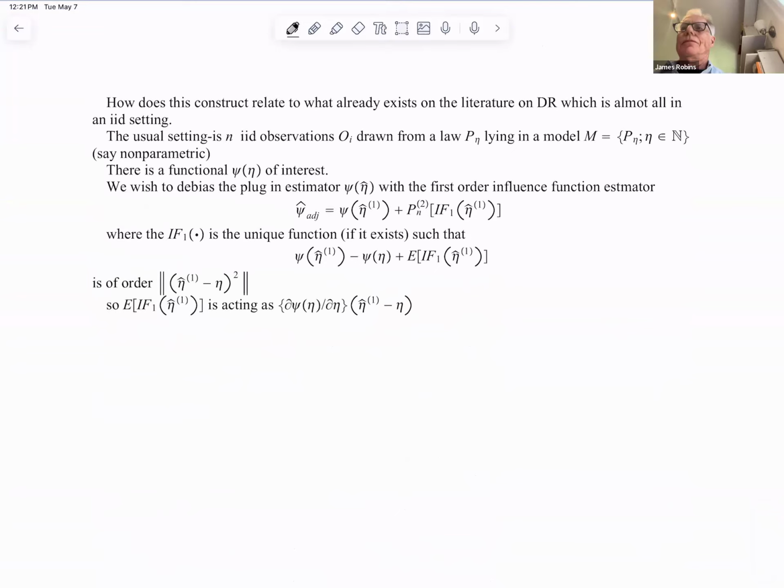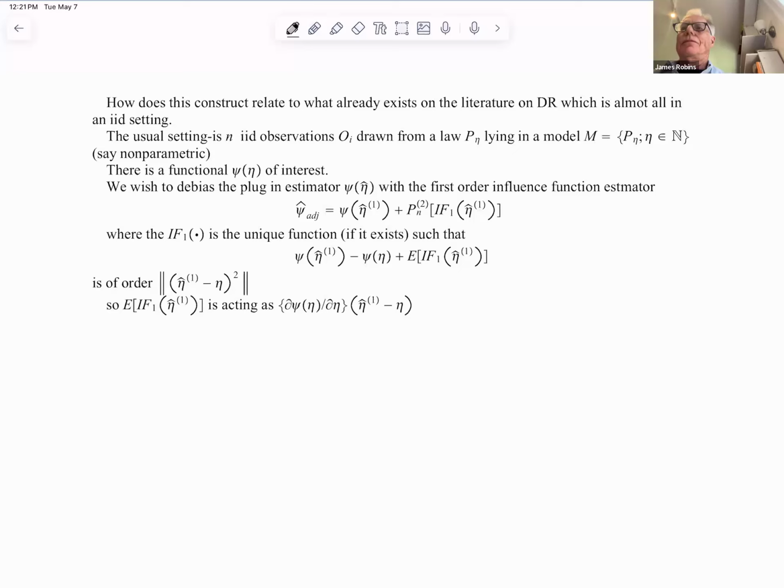So I'm going to assume I have IID observations O_i drawn from a law P_eta in some model where eta indexes the laws. I'll assume essentially it's completely non-parametric. There's a functional psi of eta of interest, and we wish to debias the plugin, which I'm calling eta hat. From now on, I'm going to separate the sample. So eta hat is from one half of the split sample, and any statistics I do are from the other half. The hats, though, we treat as fixed. And then you can do cross-fitting.